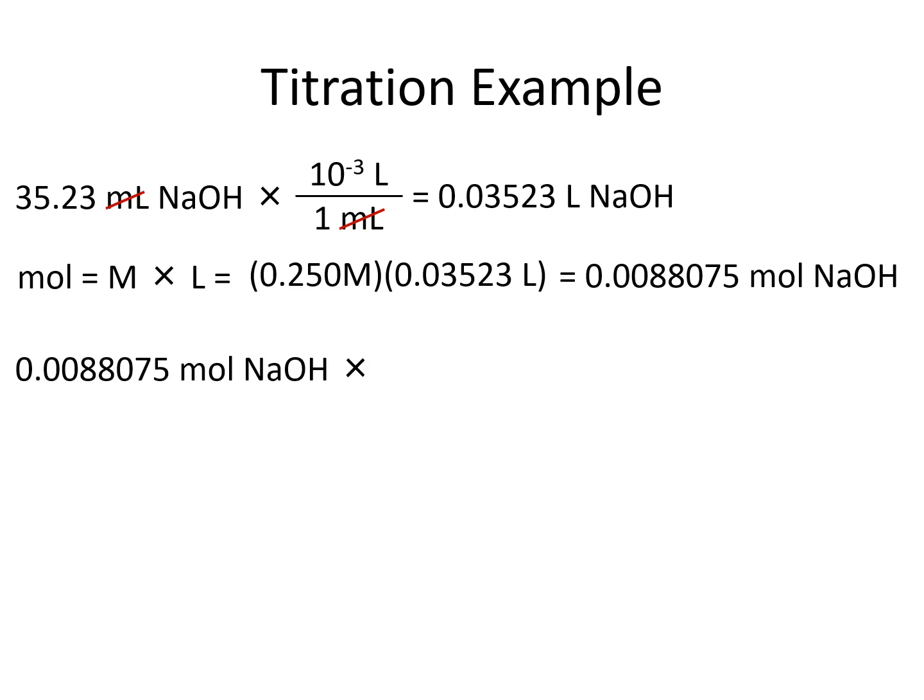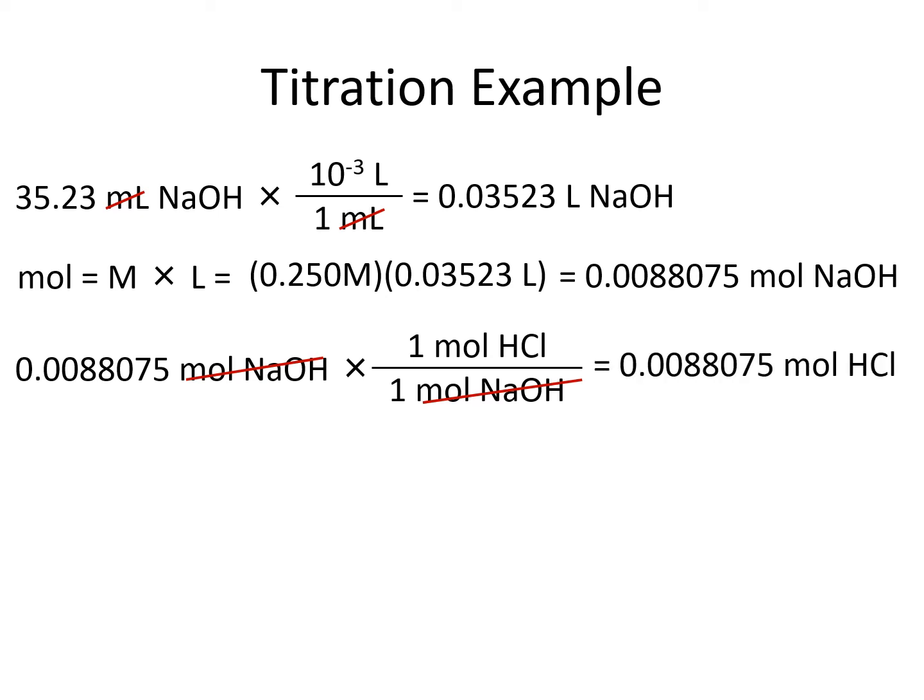Then we're going to use stoichiometry to convert from moles of sodium hydroxide to moles of HCl. In the equation for the reaction of HCl with sodium hydroxide, there was a coefficient of 1 in front of the HCl and a coefficient of 1 in front of the sodium hydroxide. If that were not the case, we would have different numbers in the stoichiometric factor. Our number ends up still being 0.0088075, but now we're talking about moles of our acid, the HCl, instead of moles of the base.